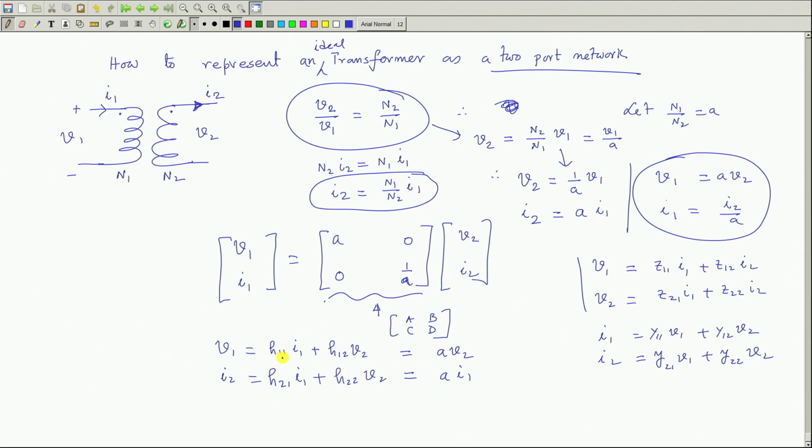What will h11 be? 0. So this same transformer as a 2-port network has h parameters. It looks like what its values will be: H11 is 0, into I1, so 0. H12 into V2, that is a, is it not? Then I2 is equal to H21 I1, that is a, and of course there is no contribution for V2, so 0.